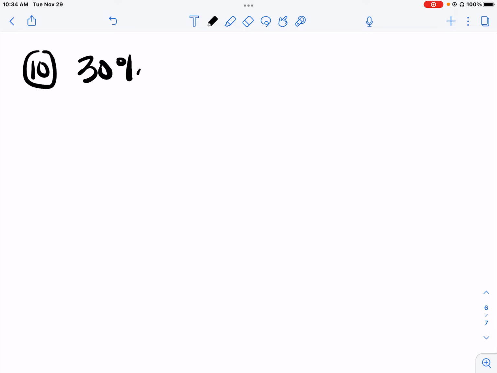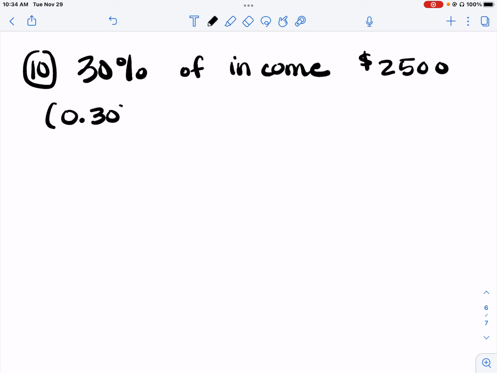Number 10, it suggests that you only spend 30% of your income on rent or a mortgage. So 30% of an income of $2,500 is $750.